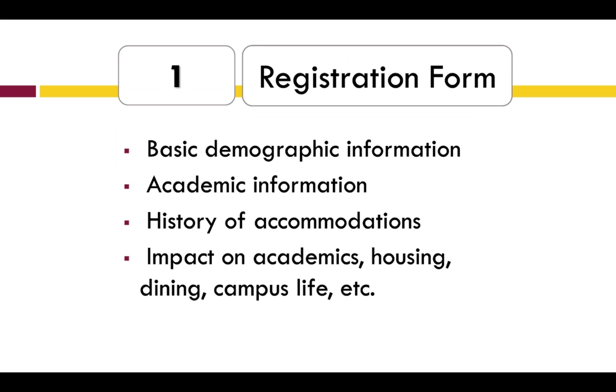Our registration form tells us a little bit of information about you and your history with accommodations. We ask for basic demographic information, academic information, history of accommodations, and how your disability has an impact on academics, housing, dining, campus life, etc.